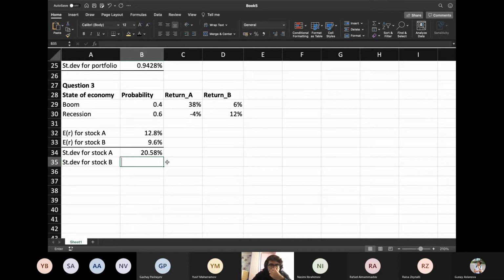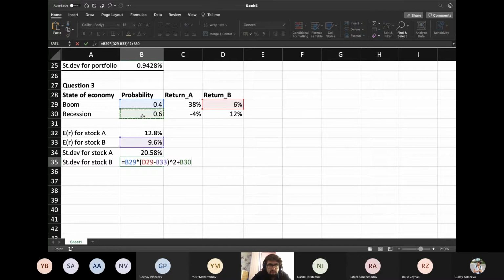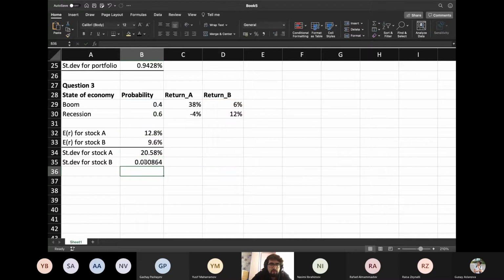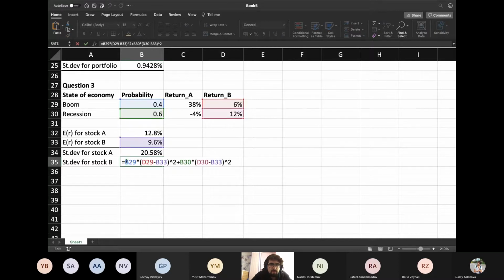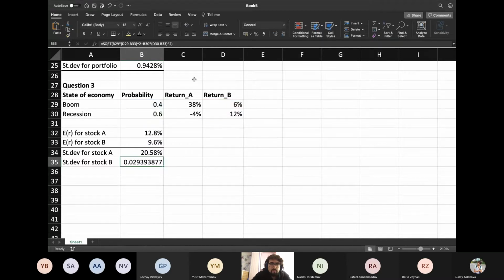And standard deviation for stock B: boom's probability times boom's return for stock B minus expected return to the power of 2 and recession's probability times return for B in recession minus expected return for stock B to the power of 2. Then take the square root of it. Okay.